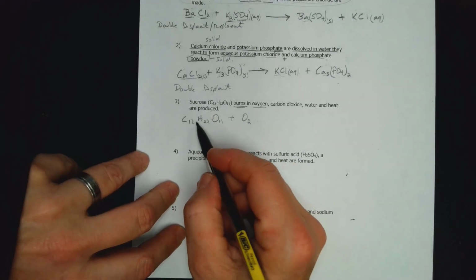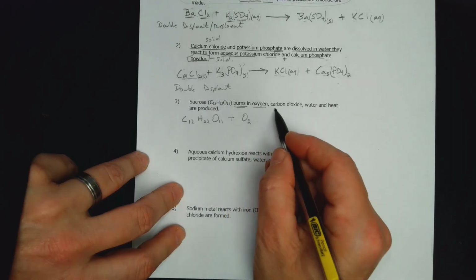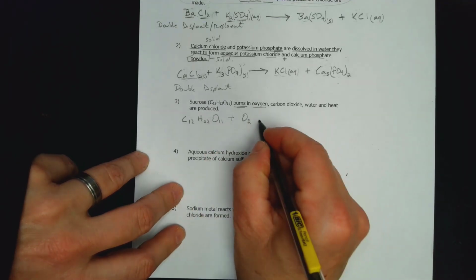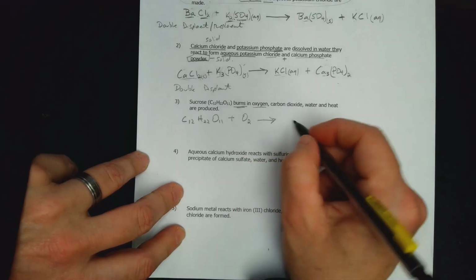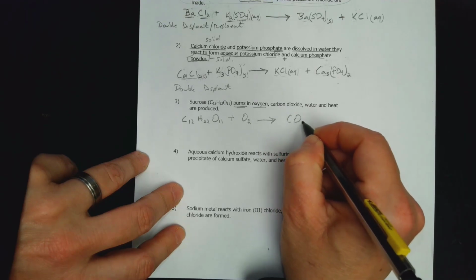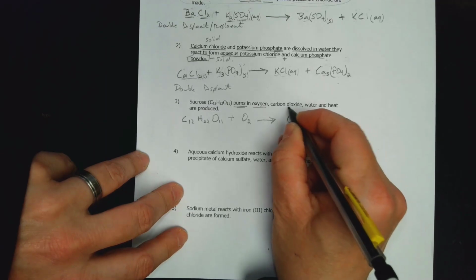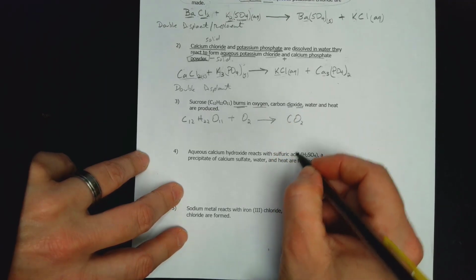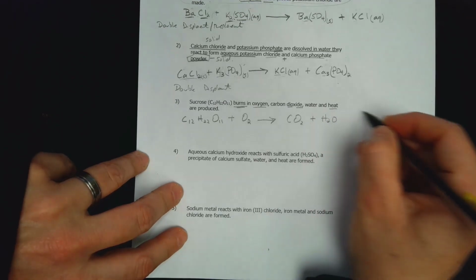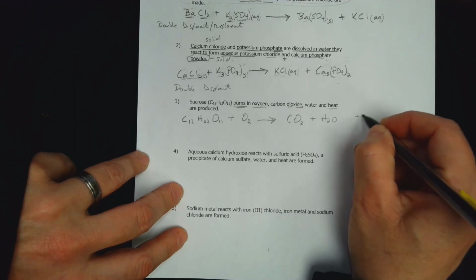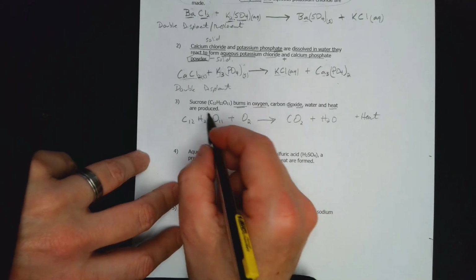So if we go back here, I've got sugar burns in oxygen, and then carbon dioxide, water, and heat are produced. Produced is another way of saying I've had a reaction, so I have to put my arrow there, and I have carbon dioxide, and based on what I know from Unit 4, if it's a dioxide, it means I have 2 oxygens, plus water, which is H2O, plus heat. I'm not going to worry about putting heat in the equation, but if I did, I would just put plus heat.